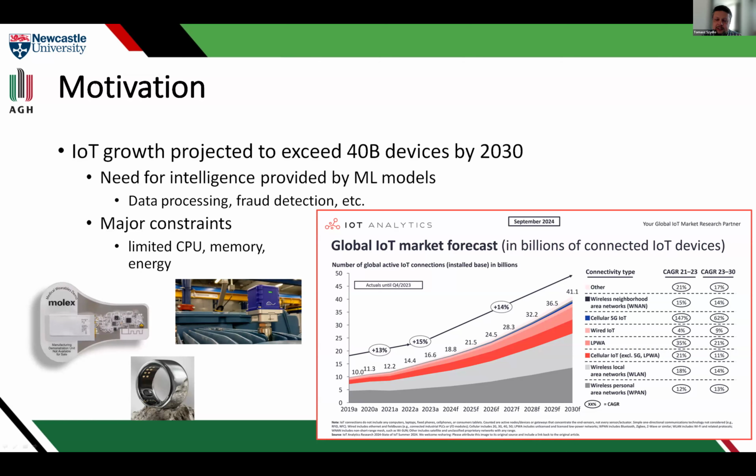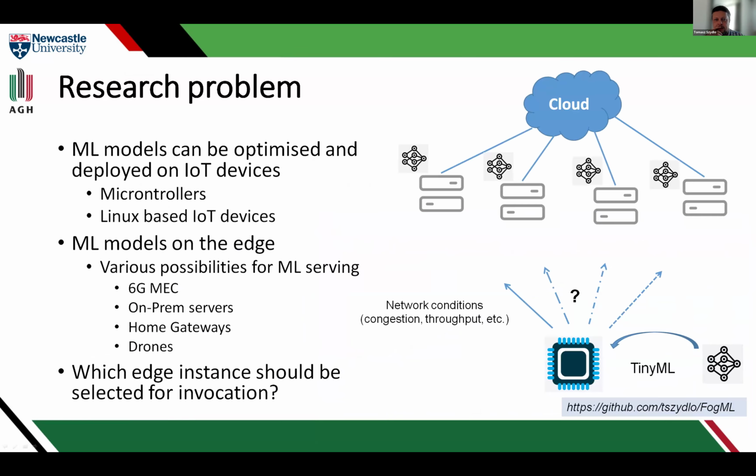However, the main constraints are limited CPUs, memory, and the energy of these devices that you can use for processing the data. So there are different ways of overcoming this problem of limited resources on the IoT devices. First, for ML models, one of the approaches is to optimize the models and the neural networks by pruning, reducing precision, or using techniques such as neural architecture search or knowledge distillation. Then these optimized models should fit inside the IoT devices and be executed directly on the devices. And this area of research is called TinyML.